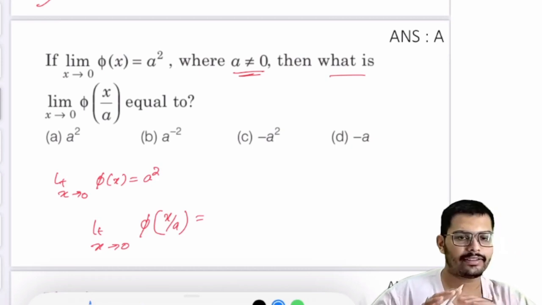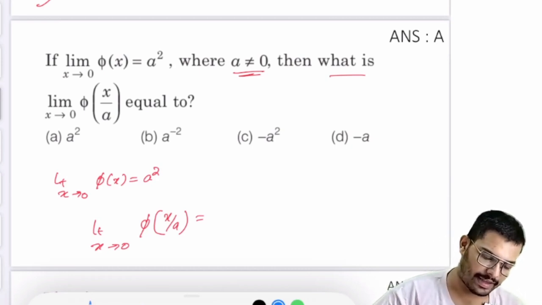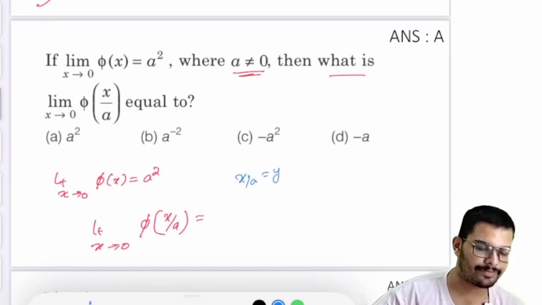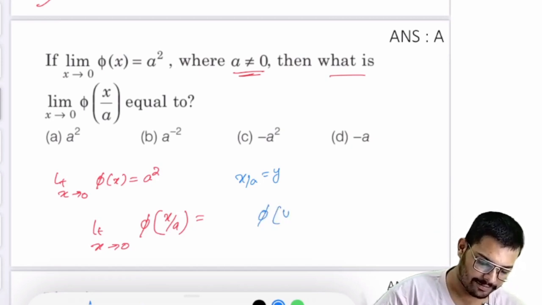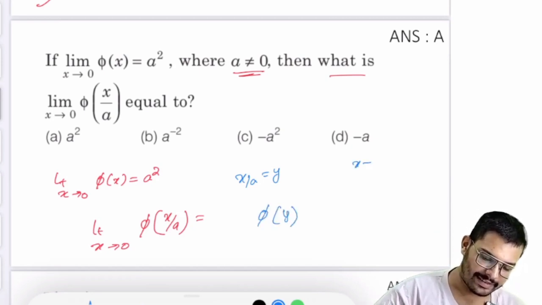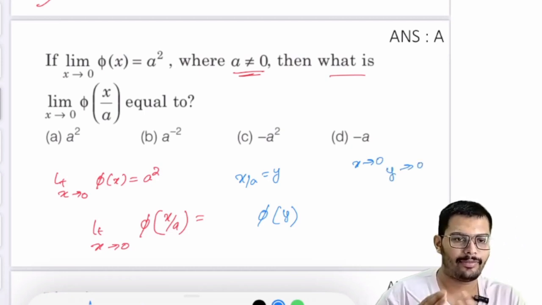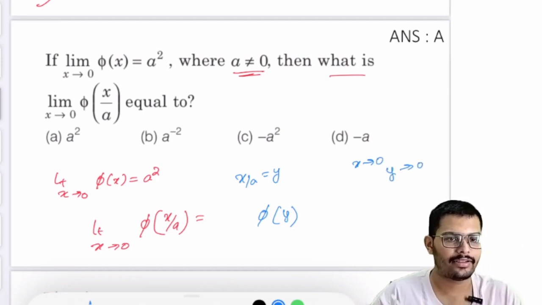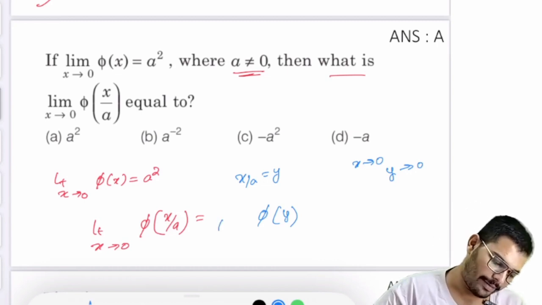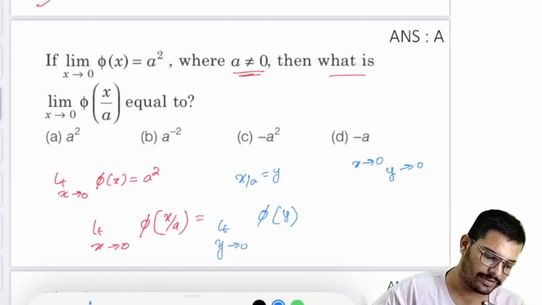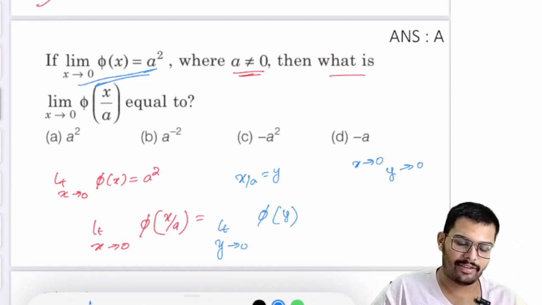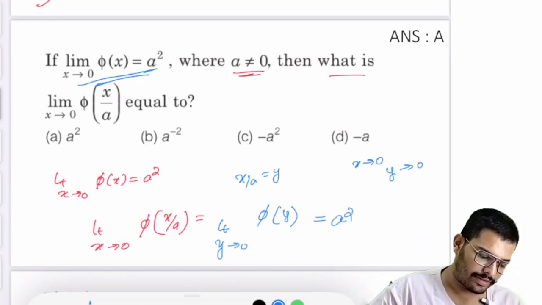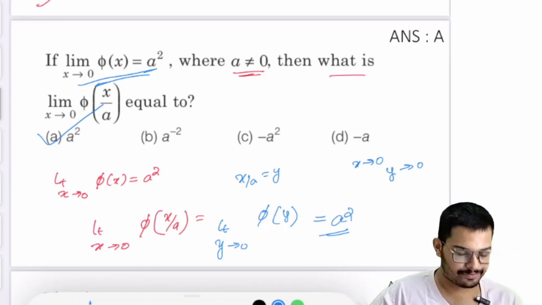Now we can put a substitution. Let x by a equal to y, which means our phi becomes phi of y. If x is tending to 0, then y is also tending to 0, because y equals x by a, and 0 by a is also 0. Therefore, the limit will be limit y tending to 0. Now, the question is just repeated by replacing the x value. Therefore, it is a square. Our answer is option A.